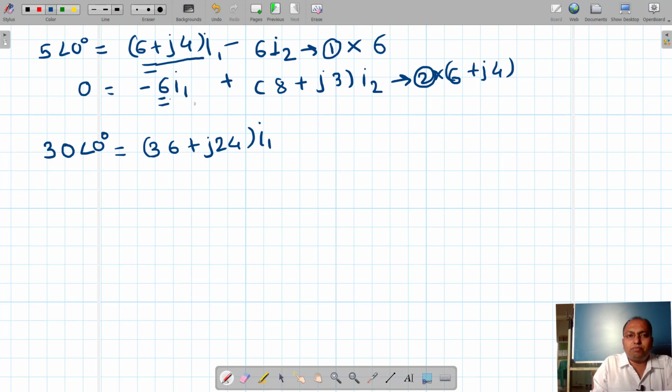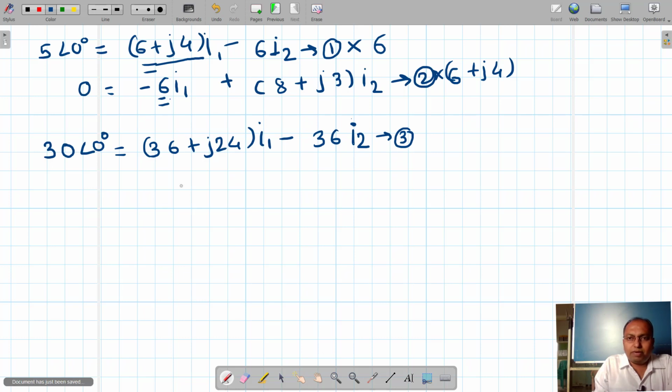Why are we doing this? Because we want to make the I1 terms common, and then we can cancel them out once we add equations 1 and 2 after modification by multiplying the corresponding factors. So 36 I2. Is that fine? This is nothing but your equation, let us say 3, which we have got by multiplying equation number 1 by 6.